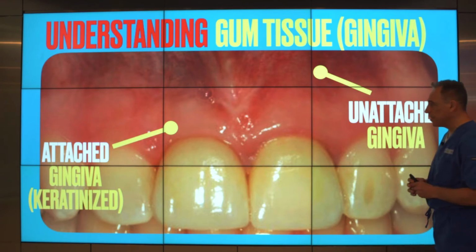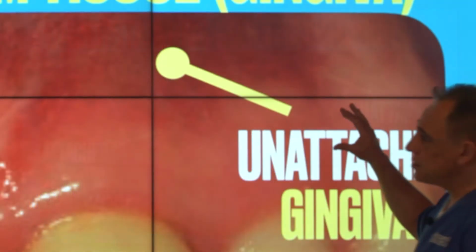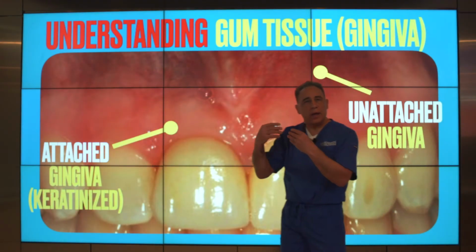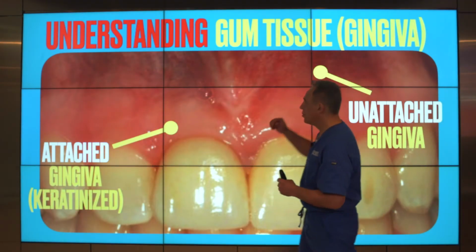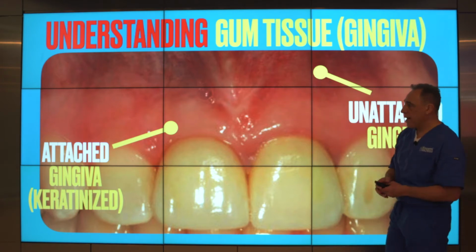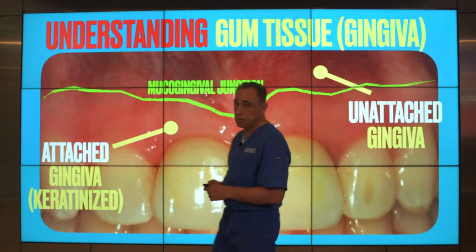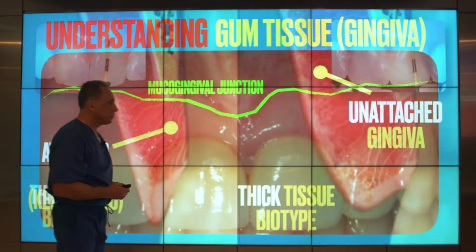The second type of gum tissue is known as unattached gingiva. This is the movable, more loose type of gum tissue that is positioned above the attached gingiva, and they're separated by what is known as the mucogingival junction.